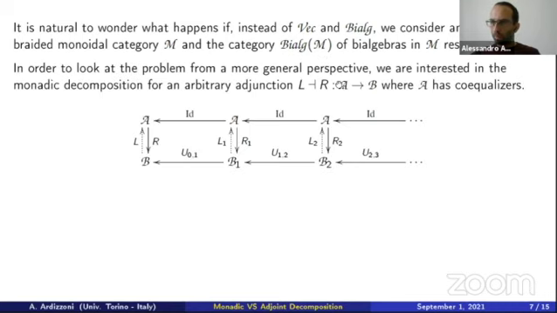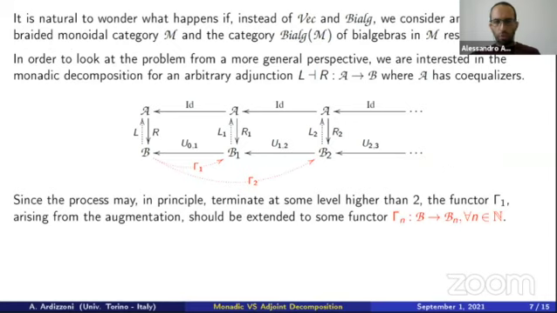Well, let's look at the problem from a general point of view of an arbitrary adjunction. The point is that in general, we are not sure that the process stops, not only after 2 steps, but at all. So gamma 1, maybe it is not enough. Maybe we need to construct more functors in order to attack the problem in a more general setting. And so we would like to construct a family of functors from B to Bn, one for each natural number.